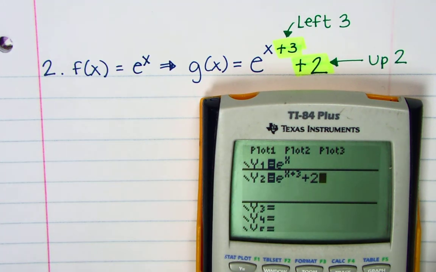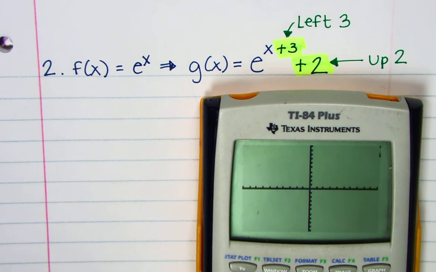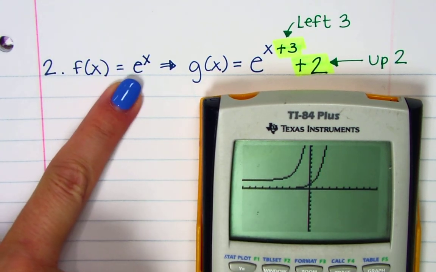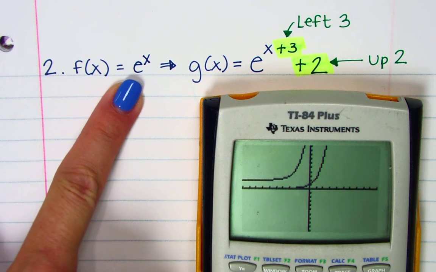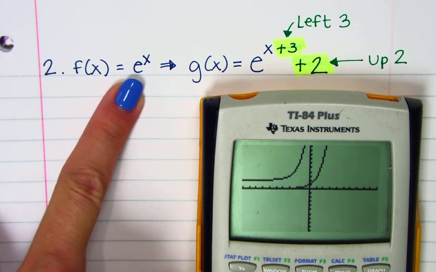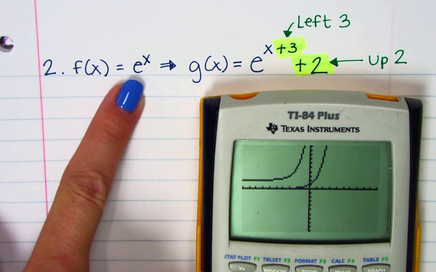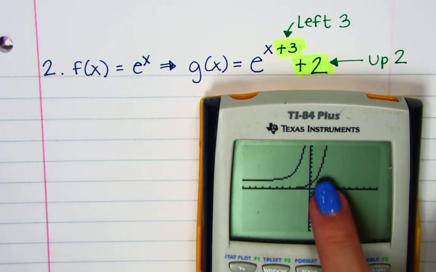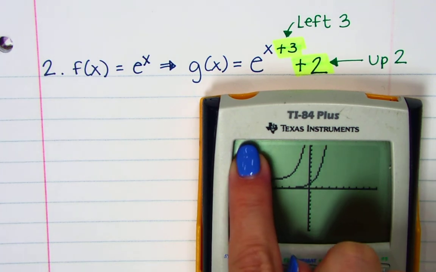Okay, then you can push graph. Right, and we can see the one it graphs first is the f of x, the one you put in there first. If you graph them both, then you don't see which one goes first, then it's hard to tell which is which sometimes, okay? So watch which one graphs first. It's going to be this one. That's this one. And we said it would move left 3 and up 2, all right?